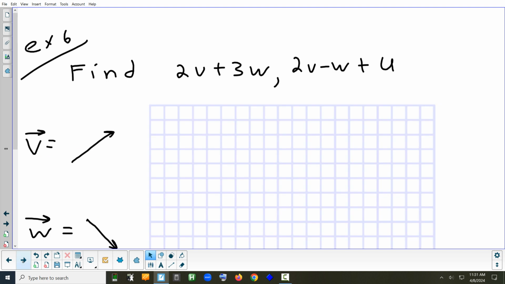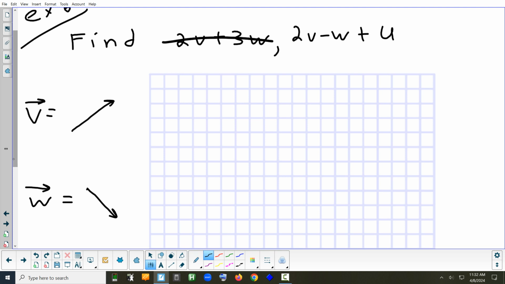All right, let's just do the second one. We don't have to do both. 2v minus w plus u. So in order to do this, you kind of have to think ahead a little bit if your graph paper is only so big, because you want to try to stay on the grid.